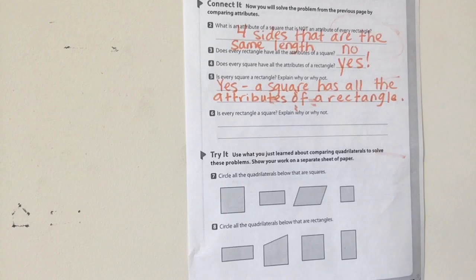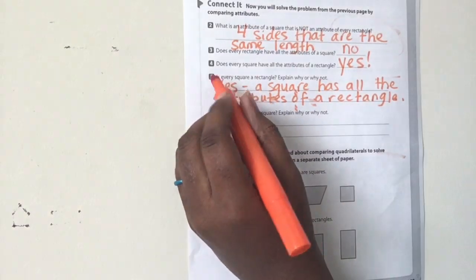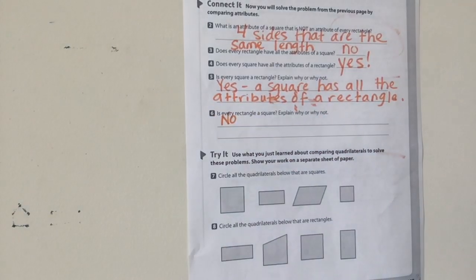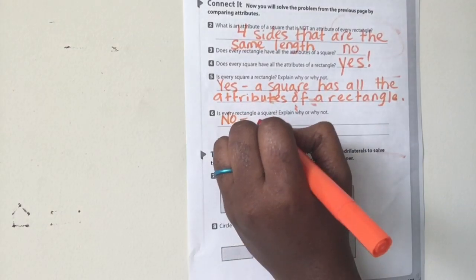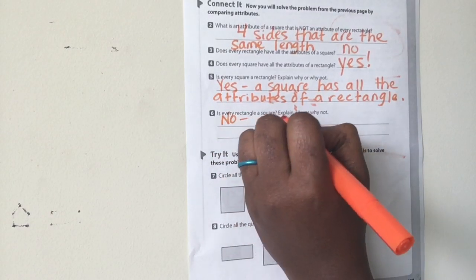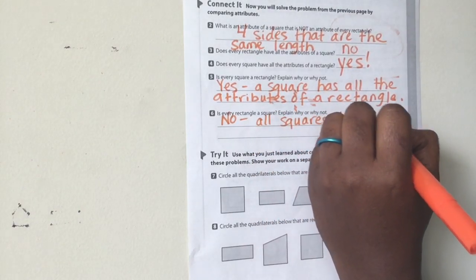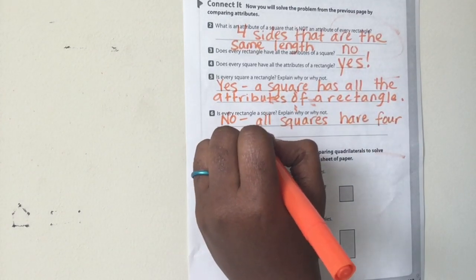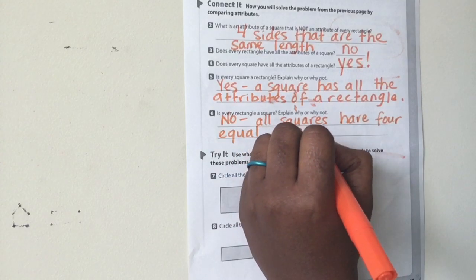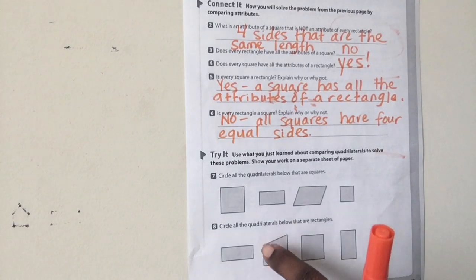Number 6, is every rectangle a square? So we just looked at some, y'all. These right here, would you call these squares? No. And the reason that it is not a square is because all squares have 4 equal sides. So in order to be a square, it just has to have equal sides.